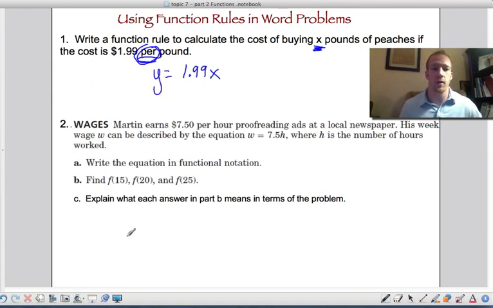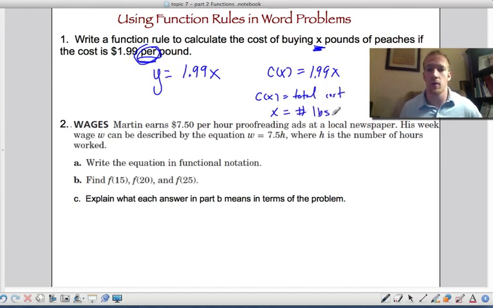Or since we have more problems to do, we could also use function notation and say c of x equals 1.99 times x. All right, that means the exact same thing where you just say c of x is the total cost and x equals the number of pounds. All right, piece of cake.